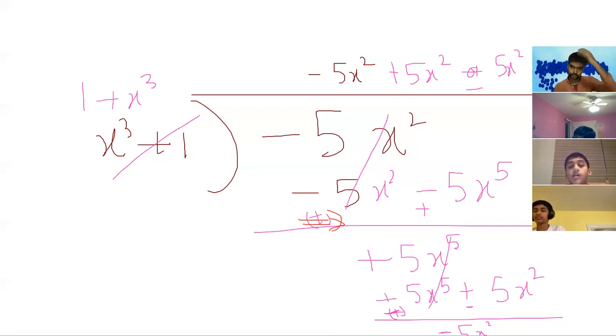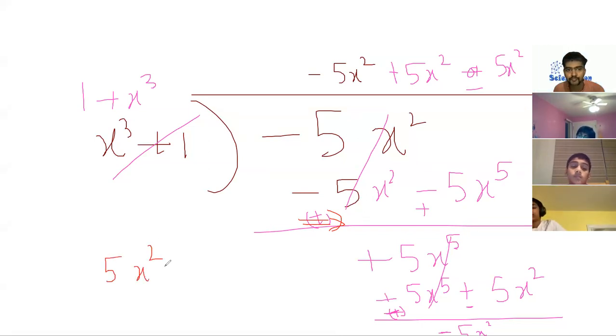It's a cycle. You didn't multiply by x power 5. No, we multiplied by x square to knock off this guy. We switched the terms. Yeah, what you're saying is right. It's a good question he's asking. I should have ideally got 5x square plus 5x power 5, no?